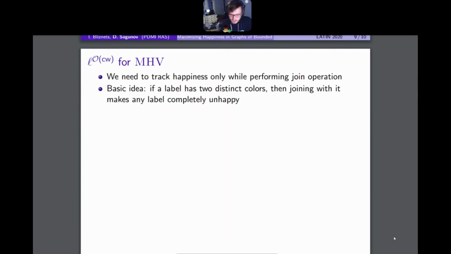And the basic idea here is the following. If you have a label which has two differently colored vertices, then if you perform a join operation with this label, all vertices of the label you joined it with become unhappy. So for each label, you are interested in whether it has two distinct colors, in which case joining with it makes any vertex unhappy, or whether it has just one color, and then you keep track of this color. So for each label, you have L plus 1 values, the number of colors plus 1.